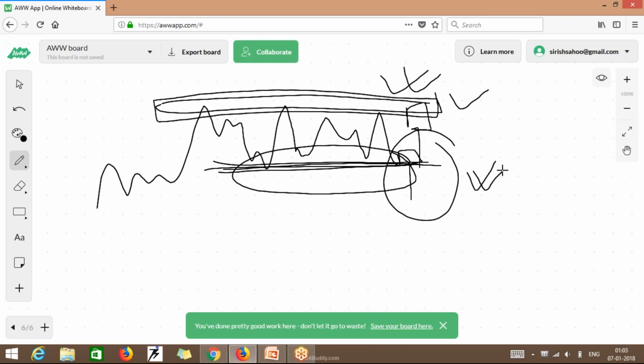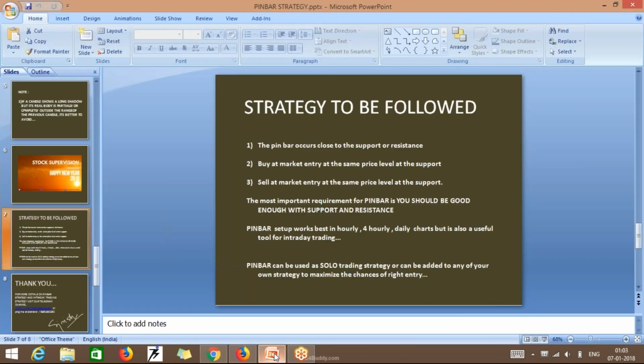So finding a pin bar at support and resistance is important. If you're finding a pin bar at this level, then it may not be effective. The most important thing about pin bar is to first find a support and resistance where the pin bar is occurring. If you're getting a pin bar at the support and resistance, then definitely it is effective.